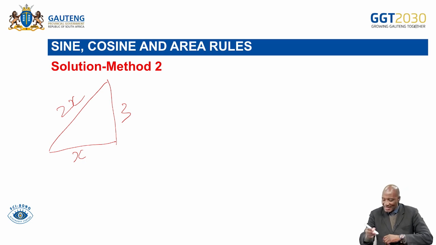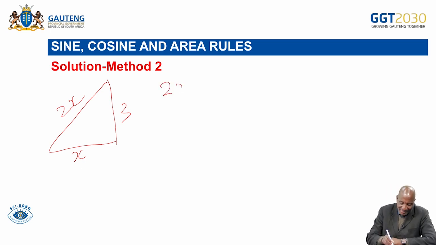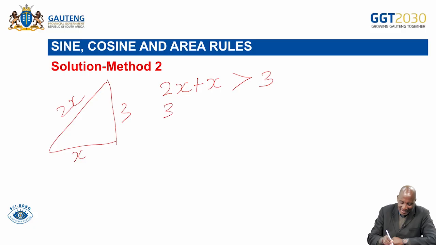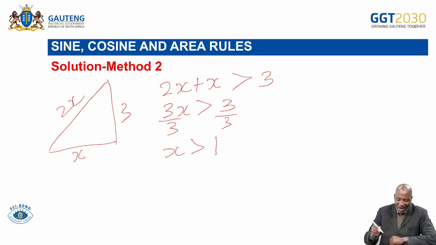My first inequality will say 2x plus x must exceed 3. The sum of any two sides in a triangle must always exceed the third one. It's a rule. Then I will solve for x. 3x is greater than 3. I divide both sides by 3. I get x is greater than 1. In other words, 1 is less than x. Whatever value of x I'm choosing, it can't be anything except more than 1.